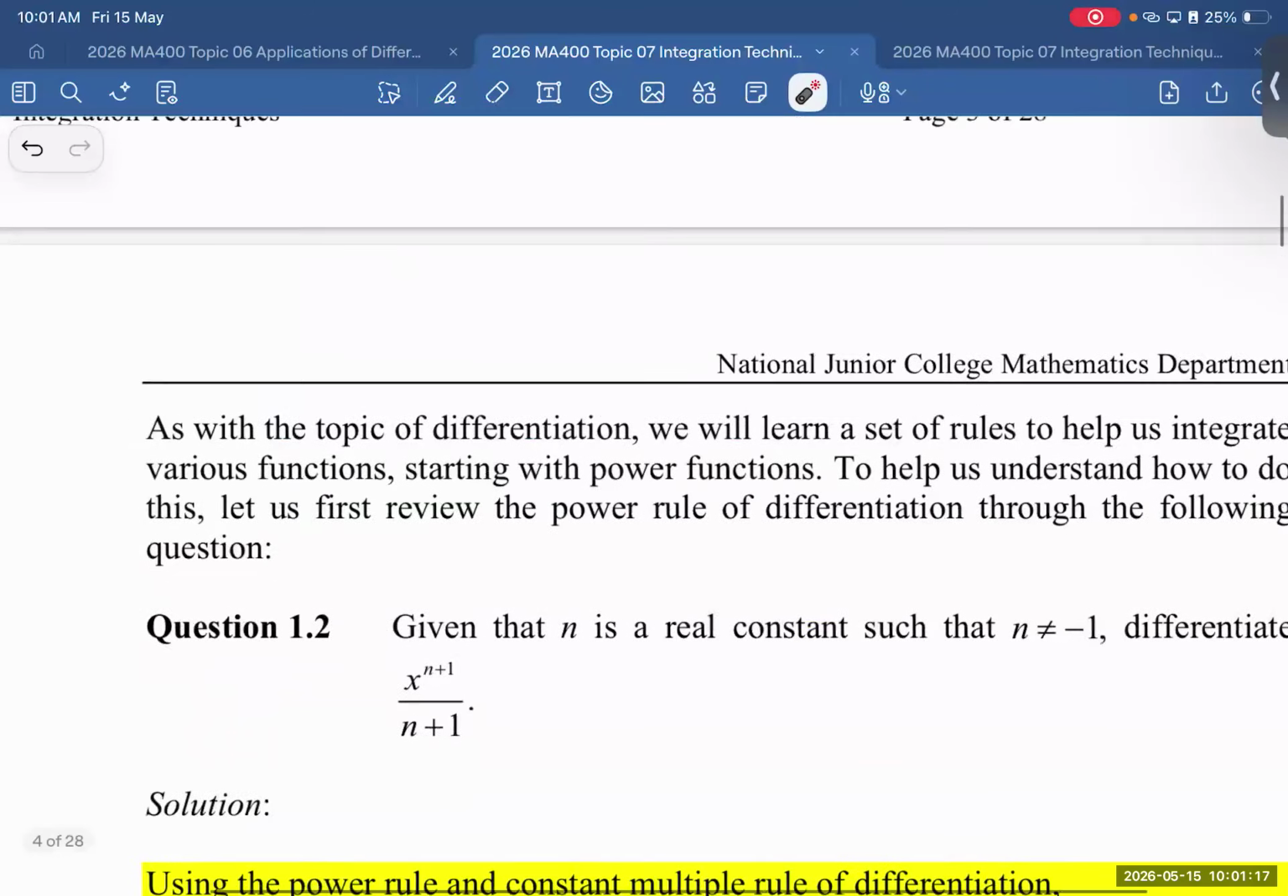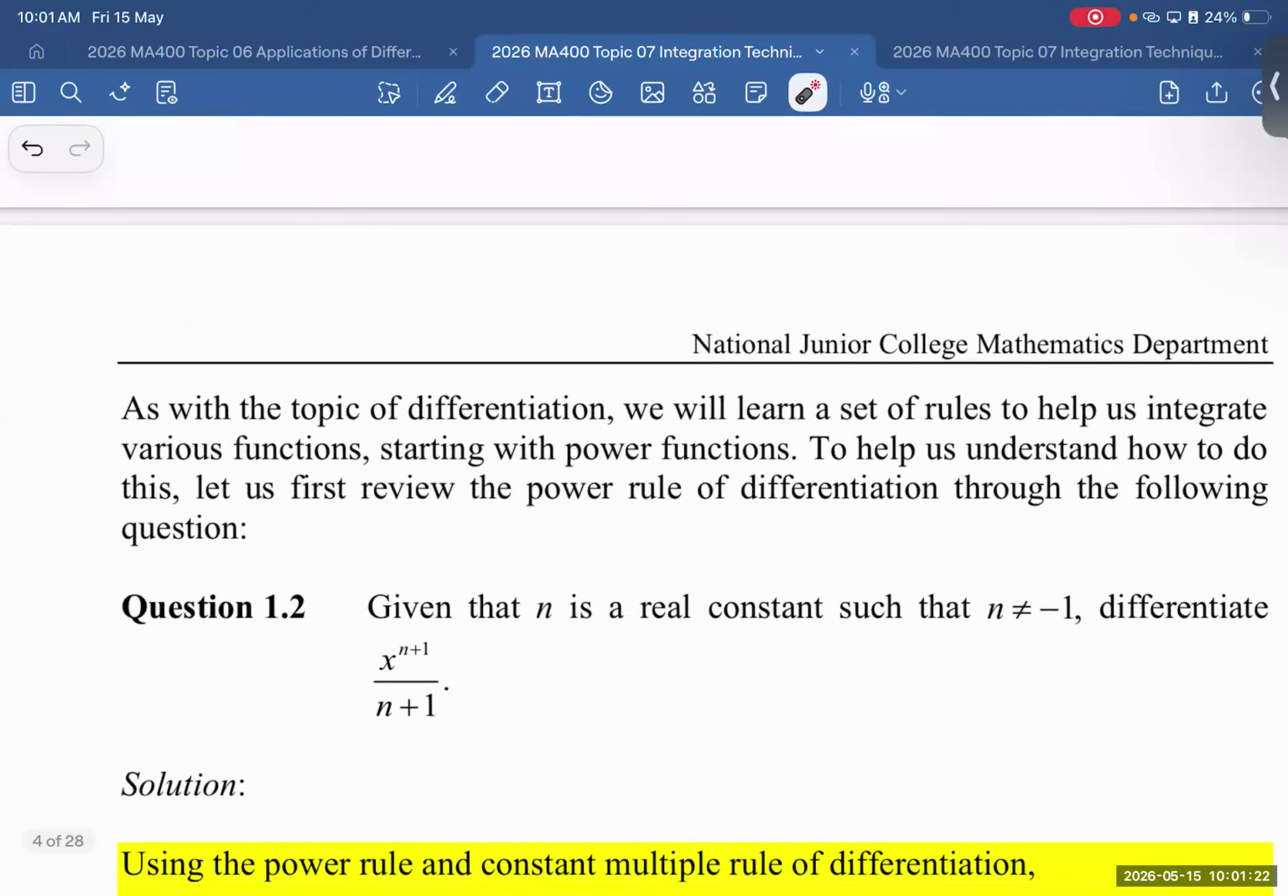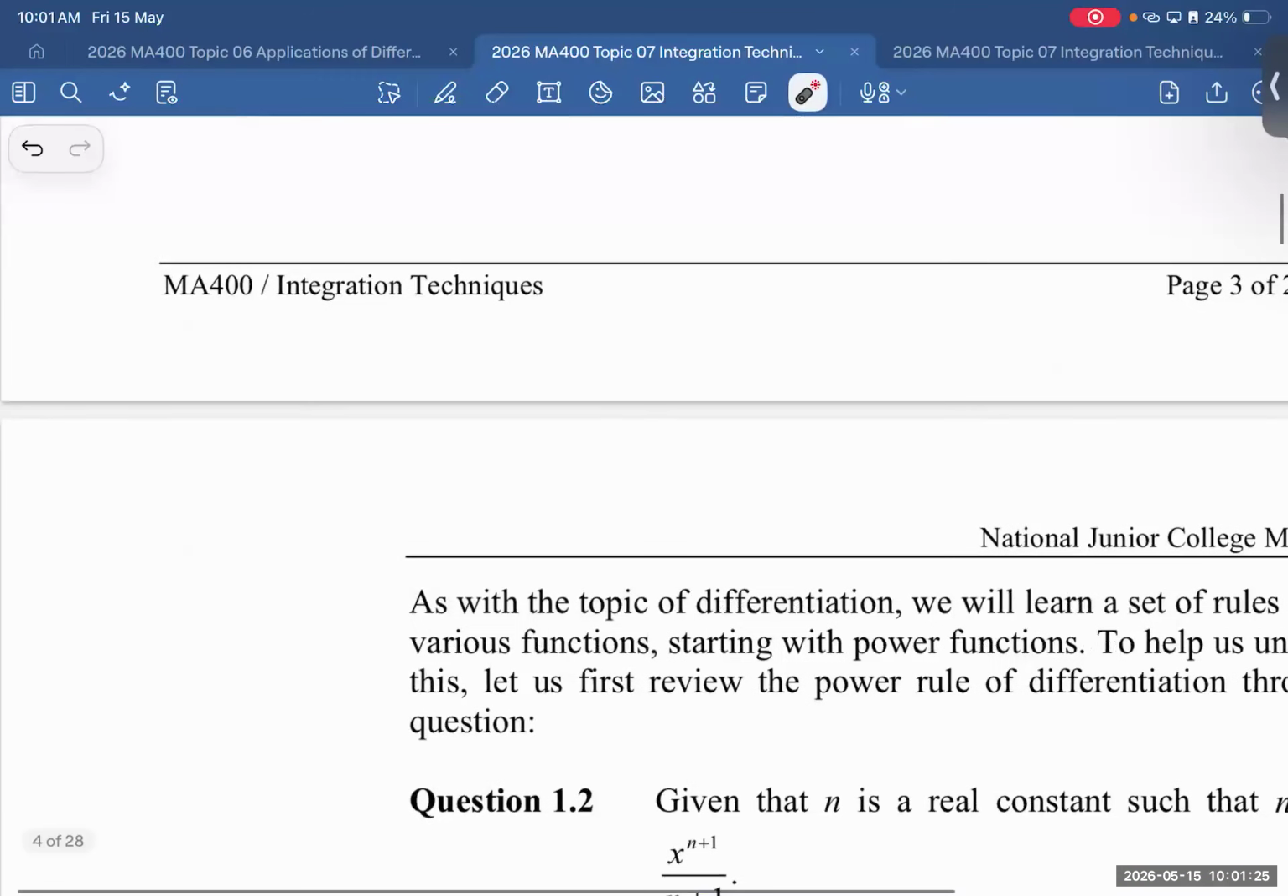So now, we will learn a set of rules. Now you differentiate x^(n+1). Basically, in differentiation, you know what happens to the power? Remember the rule I said: the power goes in front. That's number 1. Power drops by 1. So power goes in front is like what kind of action? Multiply or divide? Multiply. Okay, so now I'm going to reverse this.